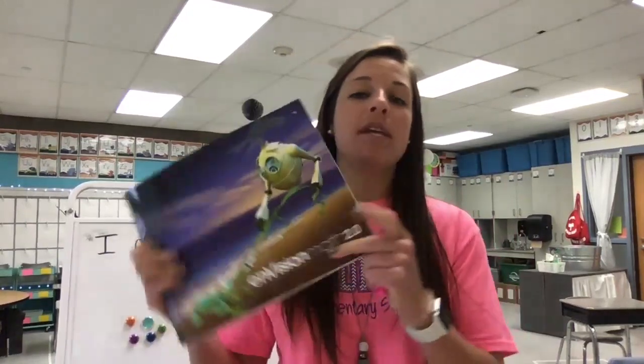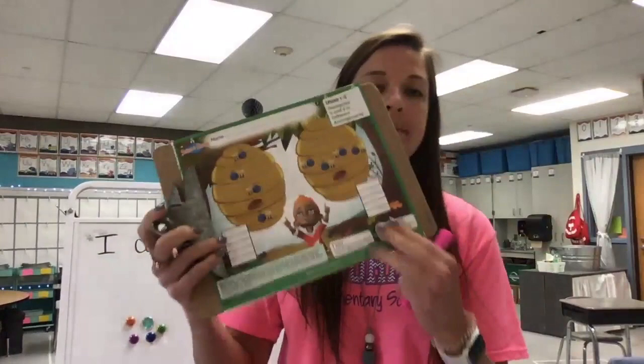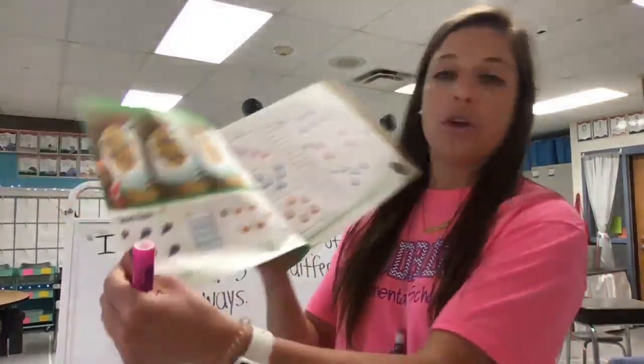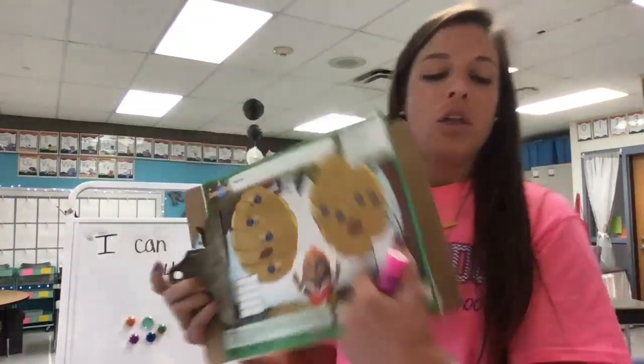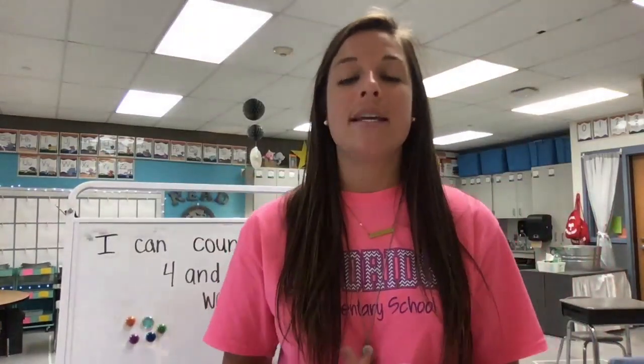Today for math, you will need your Envisions book and you will need pages 31, 32, 33, and 34. You will also need a pencil and a crayon, just one crayon, okay? So those are the things you'll need for math today. Go ahead and grab the materials that you need and come back and start the video.